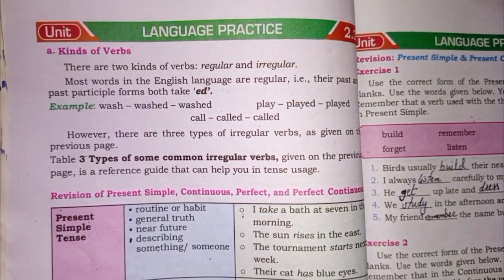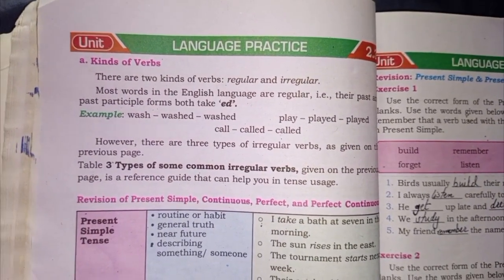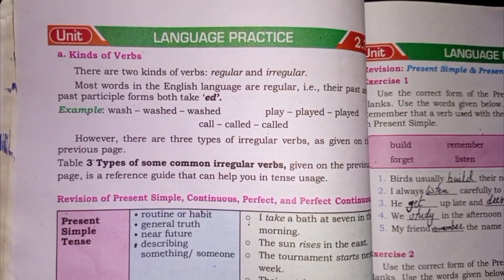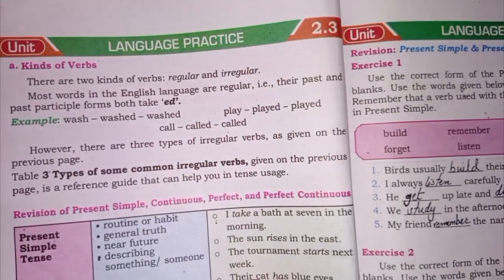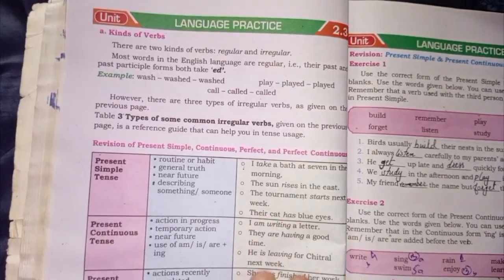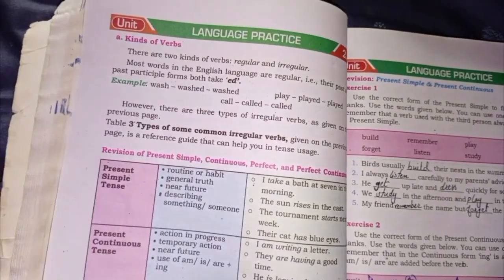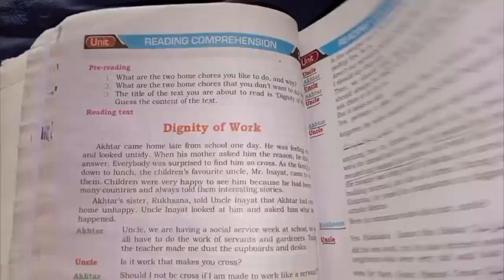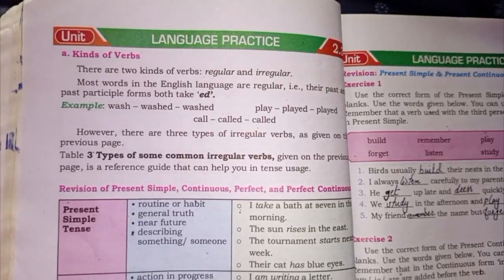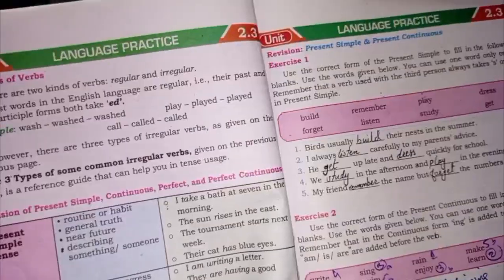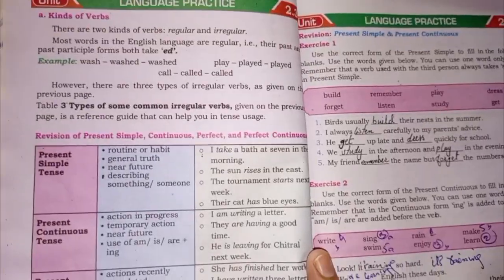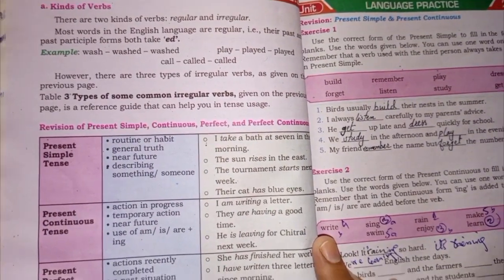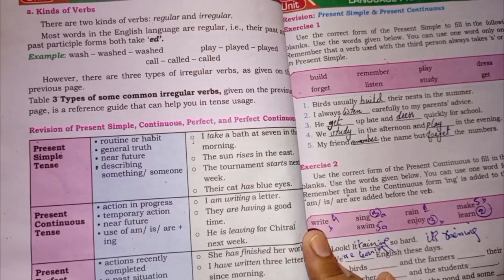Today in the English textbook of class 10th, our topic is language practice, unit 2.3. The name of the unit is, as you know, the dignity of work, and the exercise name is language practice unit 2.3. So today we will solve all exercises of the 2.3 language practice.